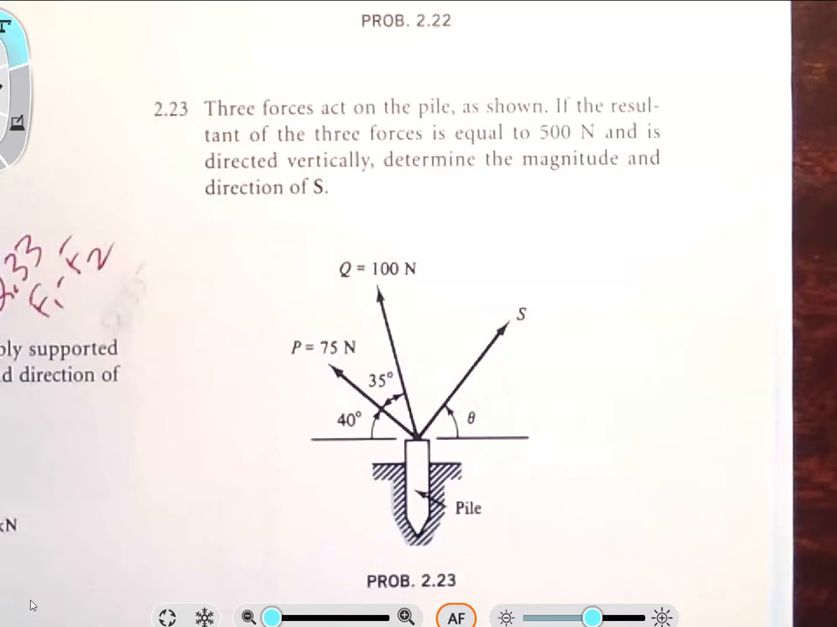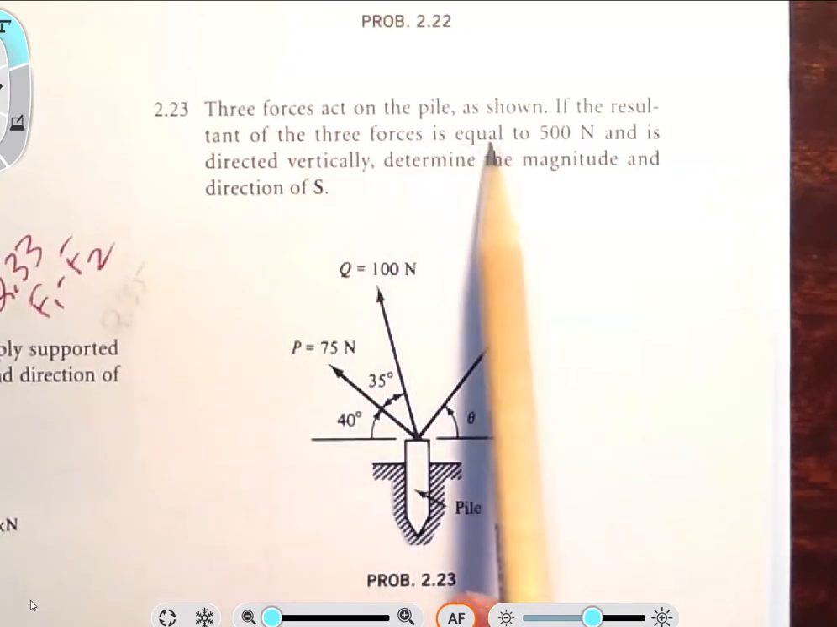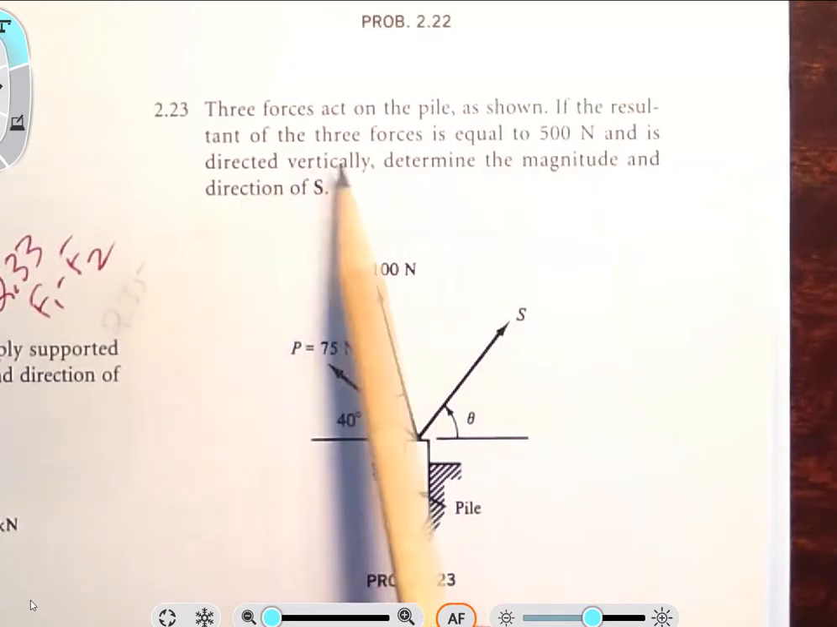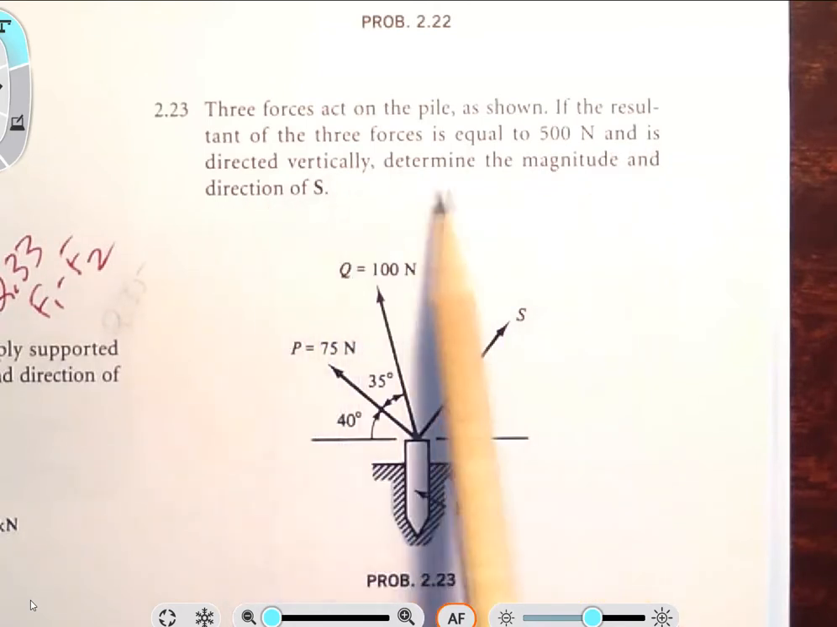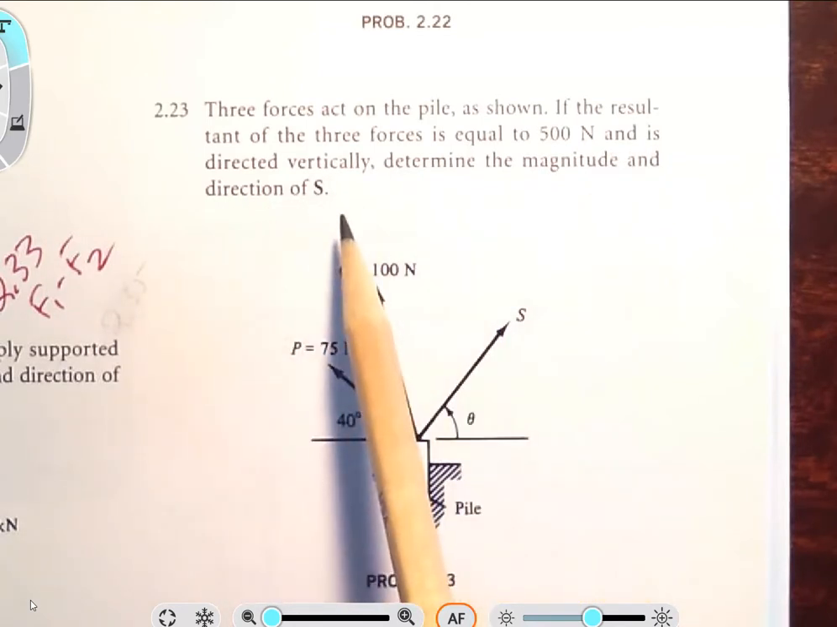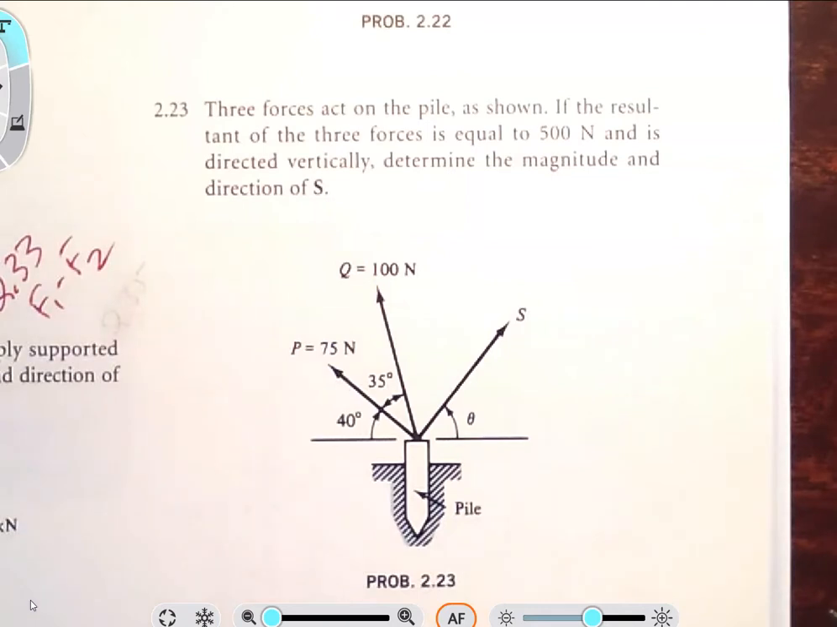In this example, we will be looking at textbook problem 2.23. You see it before you. If we read it through, it says three forces act on the pile as shown. If the resultant of the three forces is equal to 500 newtons and is directed vertically, determine the magnitude and the direction of S. So this is technically a four-force problem.